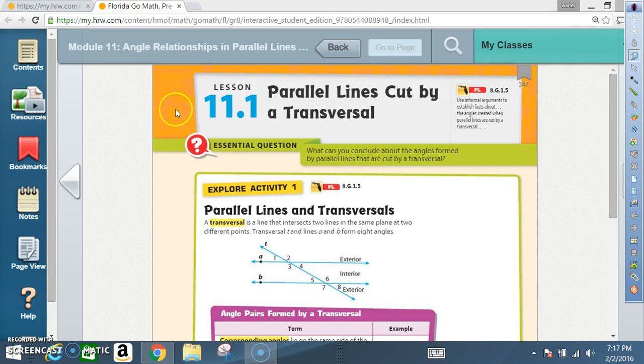Okay, class, today we are in section 11.1, parallel lines cut by transversals. Please add this to your notes. This should be your heading for your notes: 11.1, parallel lines cut by a transversal.